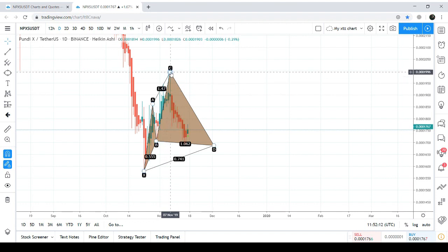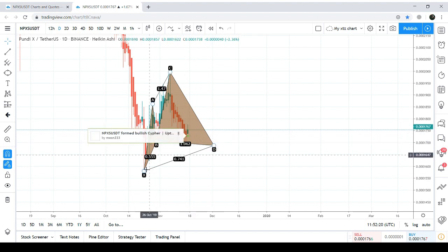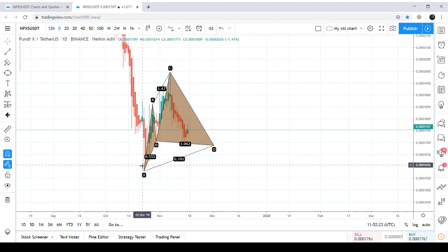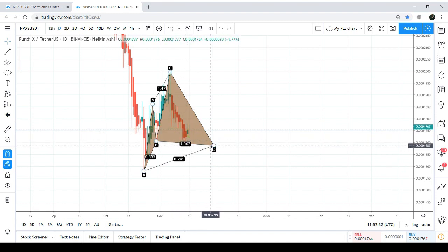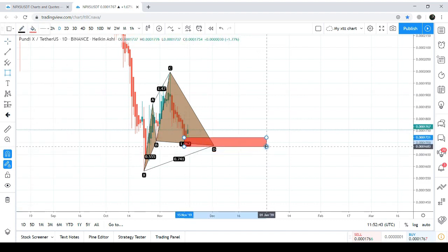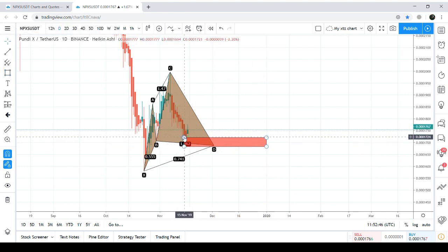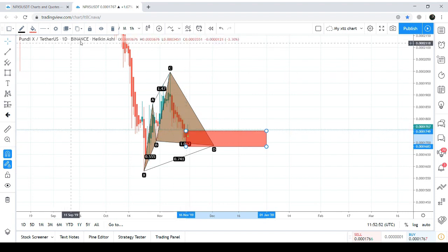And here the C to D leg is retraced between 0.618 and 0.786 Fibonacci of the X to C leg. That is the Fibonacci projection or retracement of the X to C leg. And here we can see it is retraced between 0.618 and 0.786 Fibonacci. So our perfect Cypher pattern is completed here. And this is our potential reversal zone.